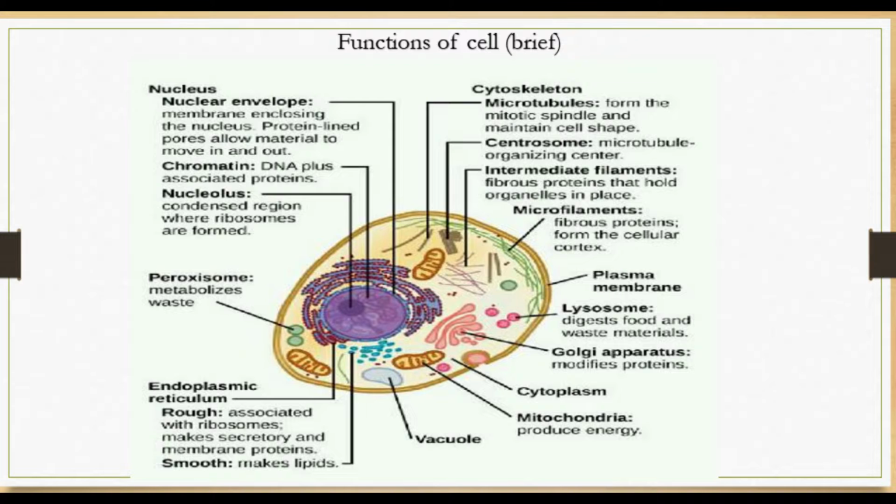Lysosomes digest the food and waste material. They are the ones digesting everything. And as I said before, they are also called the suicide bag. Golgi apparatus, they will modify the protein. Cytoplasm, you can find it. Mitochondria, they are the energy site.